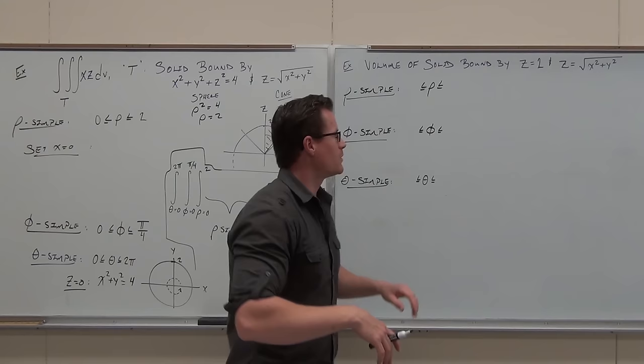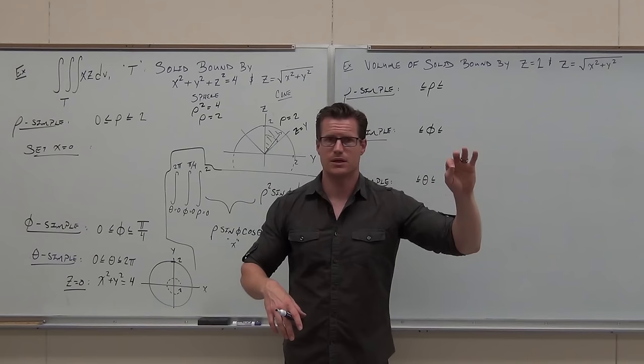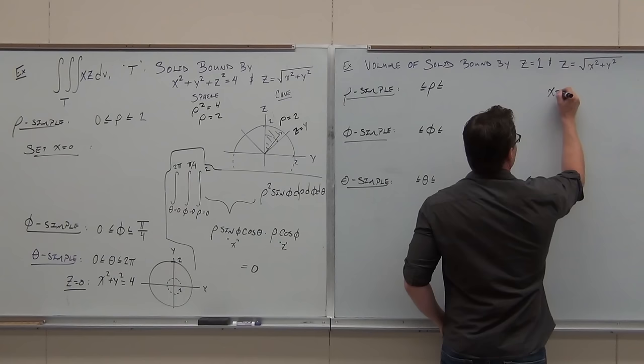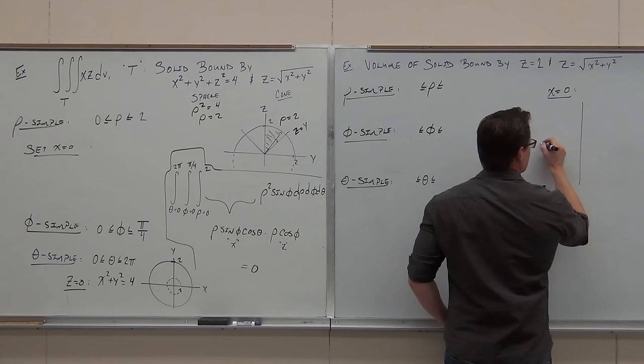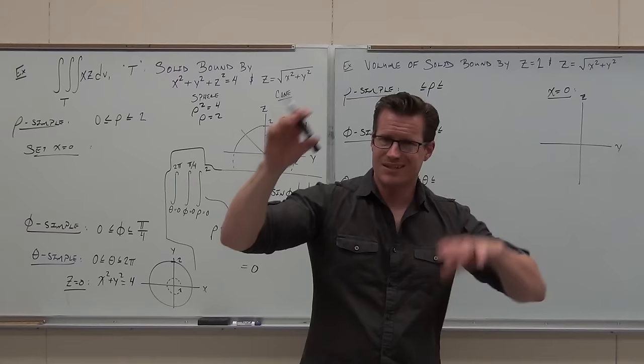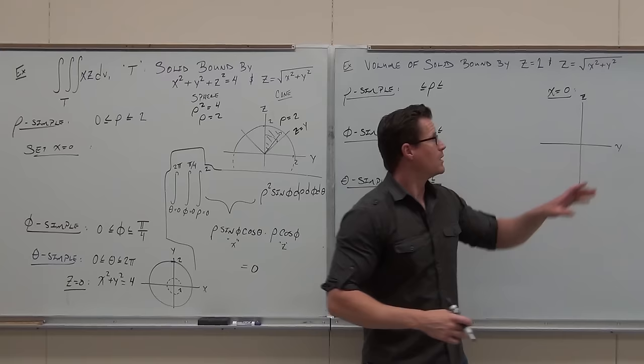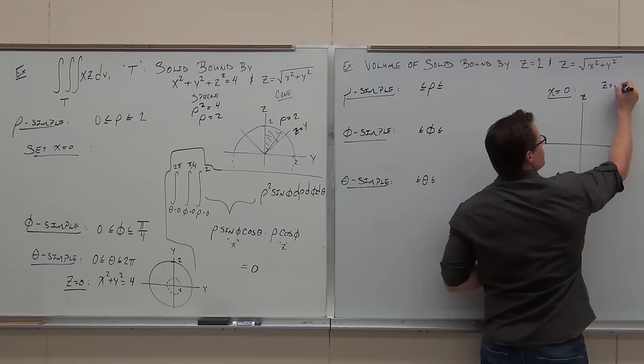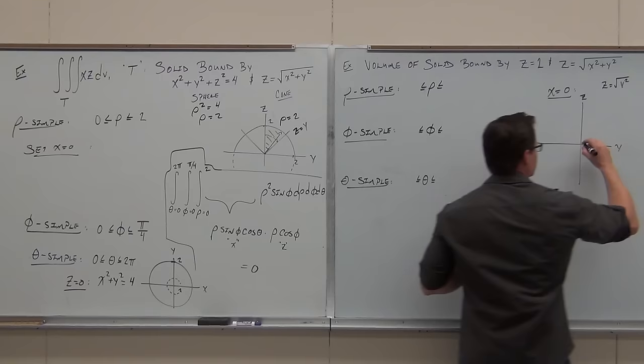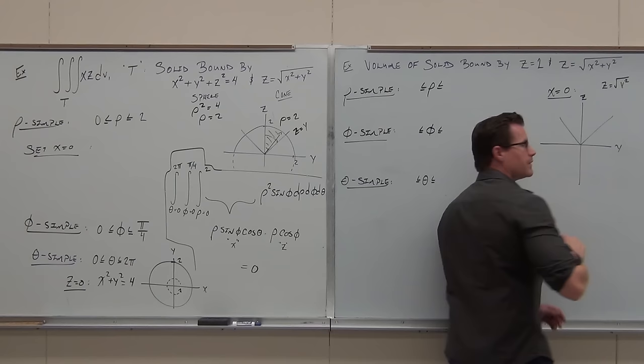Right now, I want to know if you said x equals 0 and drew your picture. Did you do that? Yes, no. Yes. If we set x equals 0, we get a trace of these things on the YZ plane. That's important for us to know. But you have to put both of them on there. So this one, that's not bad. Z is going to equal the square root of Y squared. We've had it before. That creates the absolute value of Y. That's going to look like this.